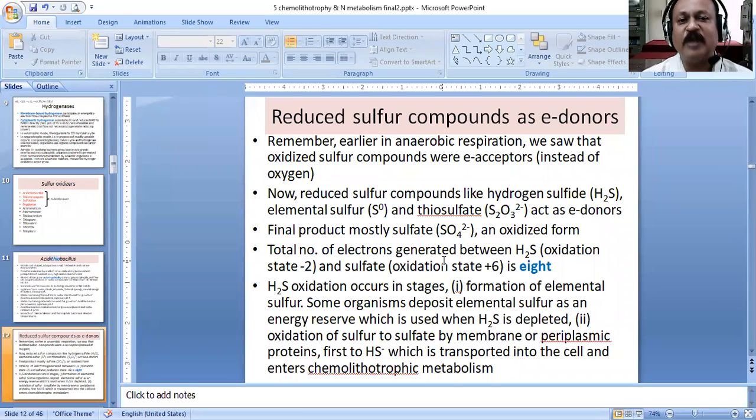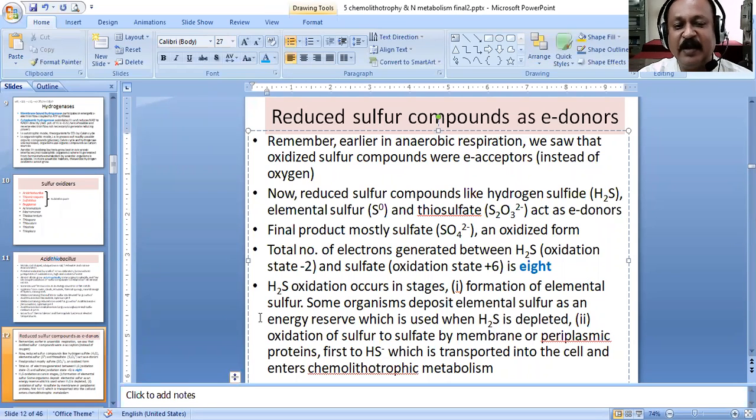The total number of electrons which are generated in the process, that is between hydrogen sulfide to sulfate, a total of 8 electrons are involved. So 8 electrons are given away by the H2S molecule, and we get sulfate in the process, and the organism can derive ATP. Of course, this oxidation of H2S can happen in different stages.